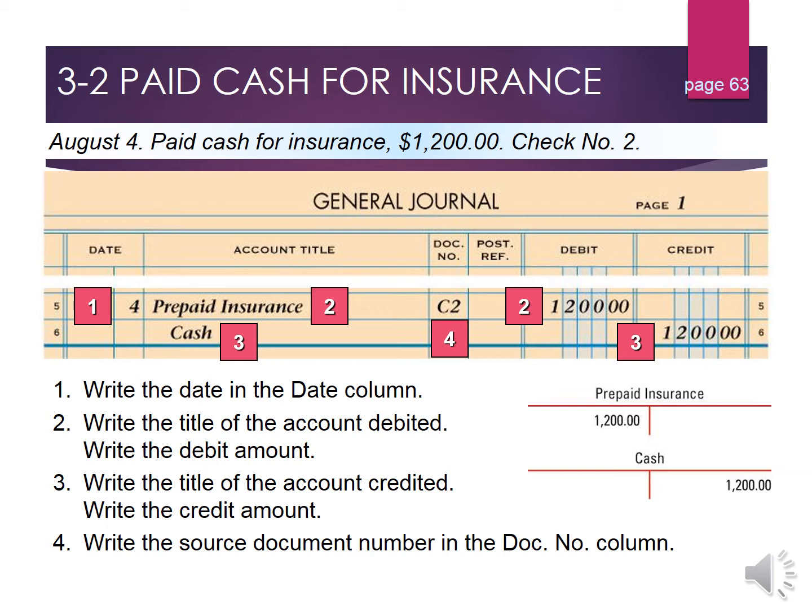Please review your work. Check to make sure you did not rewrite the word August, that you capitalized the P in prepaid, the I in insurance, and the debit is up against the left wall. Check your cash credit to make sure you capitalize the letter C and that you have indented cash about 5 spaces. Check both dollar amount columns to make sure you have properly recorded your cents.